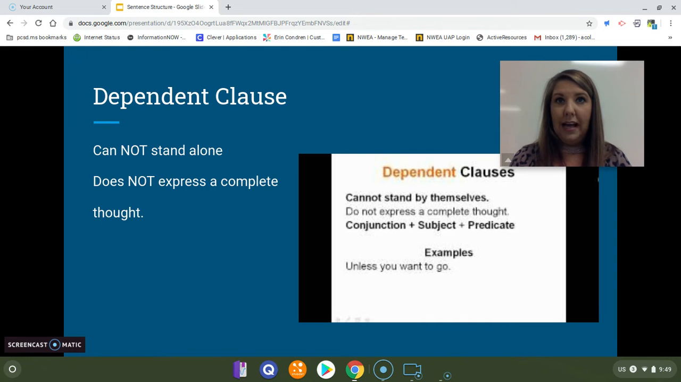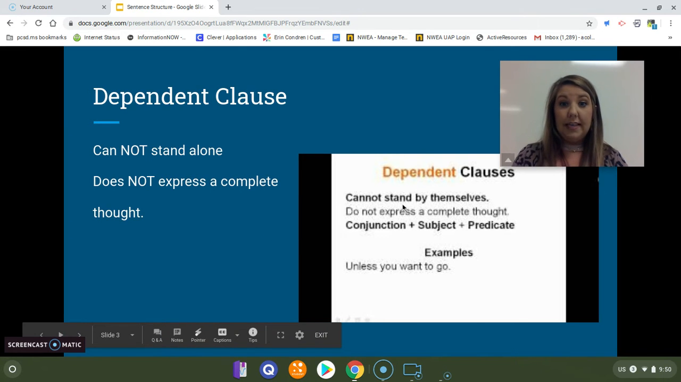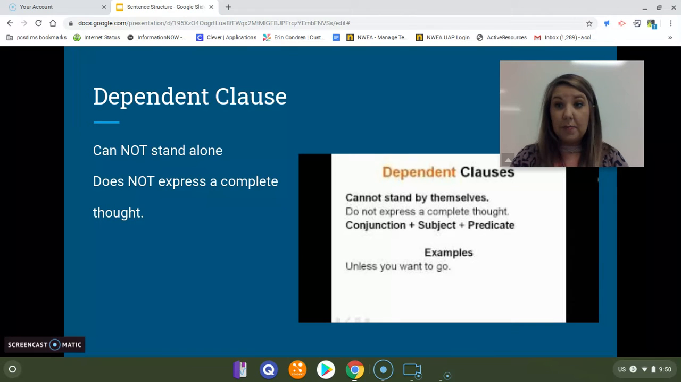In my classroom, I use the analogy of two students standing up. One cannot stand alone. He has to have that helper. He's dependent on other people. And then you have the independent who can stand alone. They can do it all on their own. So let's look here at the dependent clause. It cannot stand by itself. It does not express a complete thought.